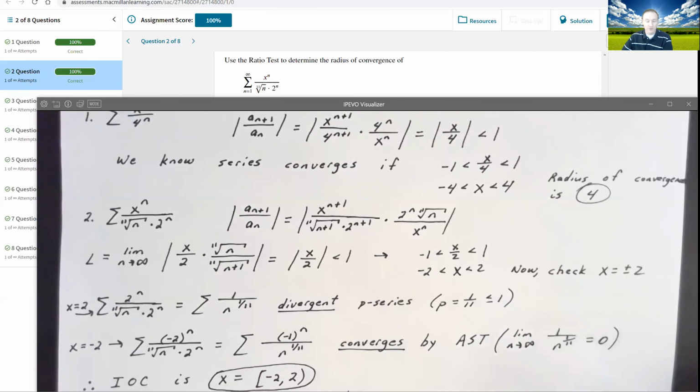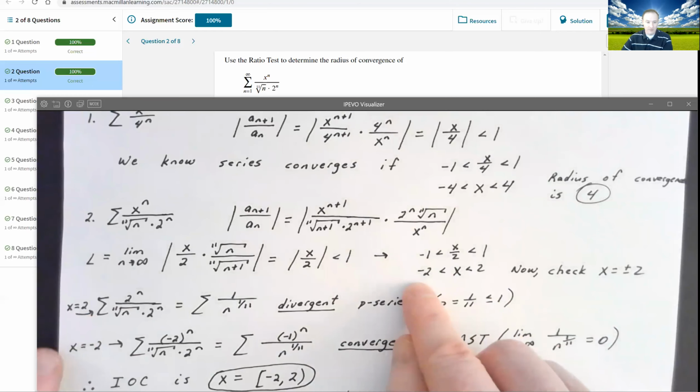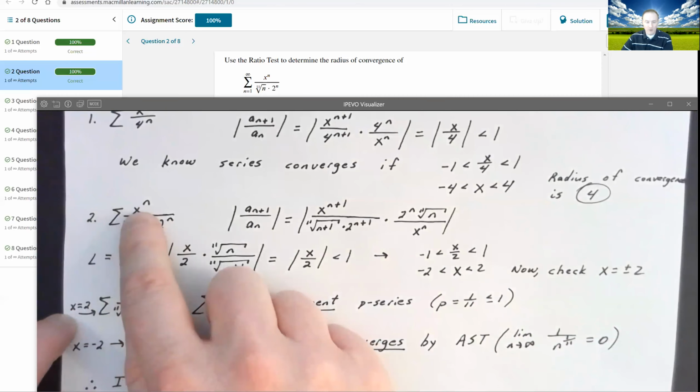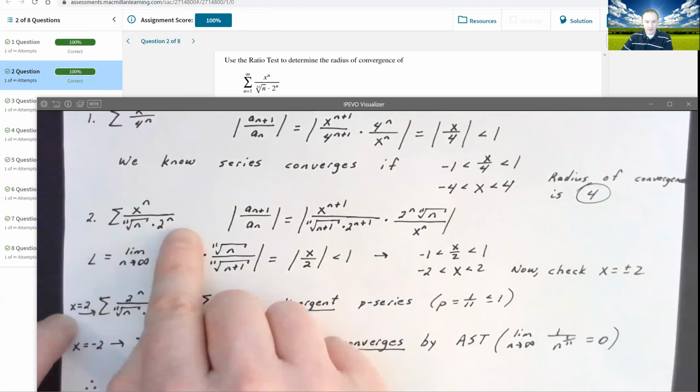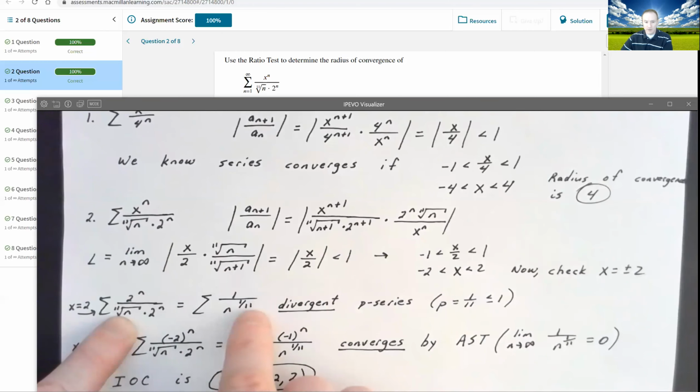They want the interval of convergence. So that means I need to check the endpoints. I need to determine what's happening at 2 and what's happening at negative 2. In this problem, I checked what was happening at 2 first. If I allow x to equal 2, your numerator is 2 to the n, your denominator doesn't change. But now it's going to be very clear what happens. Those factors of 2 to the n now would cancel out, and this would just be the series of 1 over n to the 1/11th.